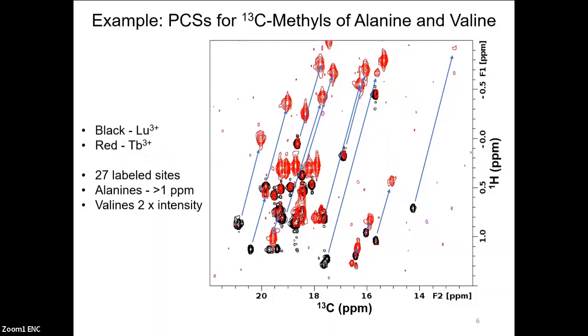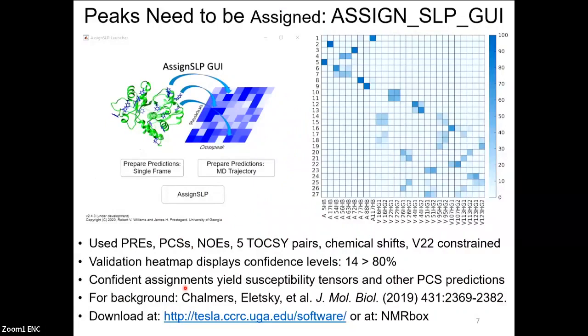The alanines here are all of these that are above about 1 part per million, and all of the valines are up here. So that's what the data look like for the protein labeling. And we're going to go on and try to extract those parameters. But the problem is, of course, we need assignments for those cross peaks. And we don't have the uniform labeling that allows you to walk from one nucleus to another through scalar couplings.